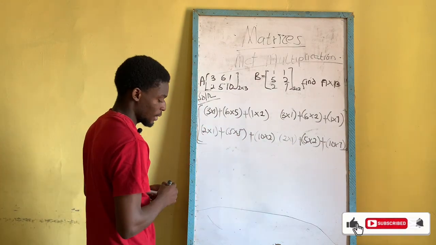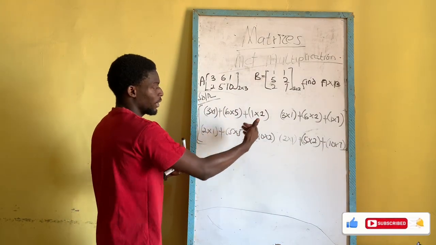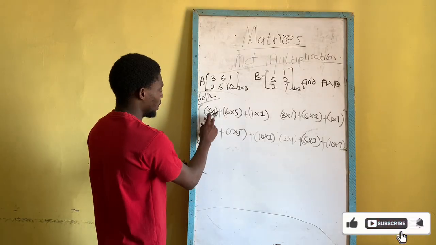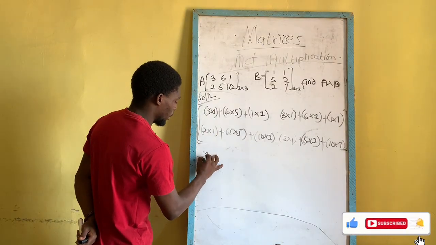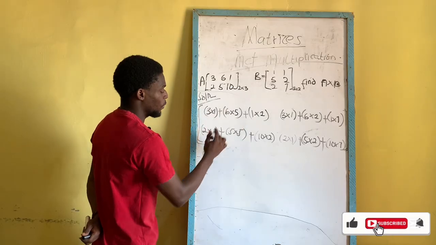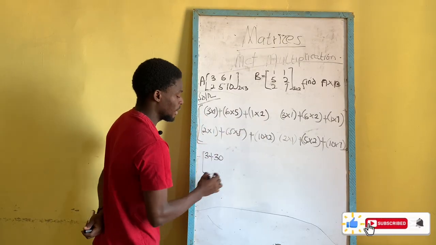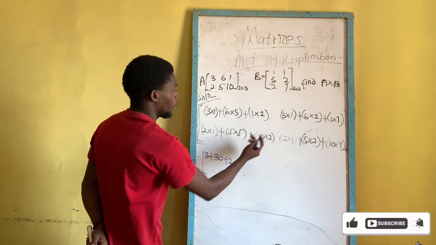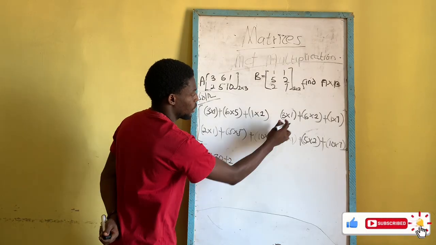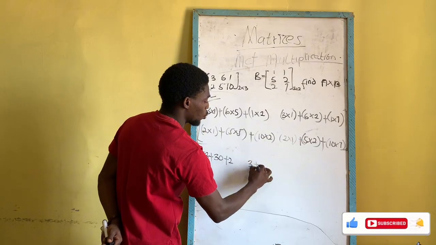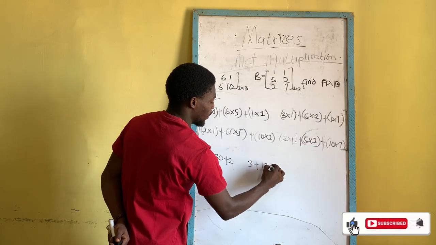Now moving to the second step. You do your multiplication and your addition. So we have here 3 by 1 gives us 3, plus 6 by 5 gives us 30. Then 2 by 1 gives us 2. Move to the second element, which is 3 by 1 is 3. 6 by 2 is 12. Then 1 by 7 is 7.